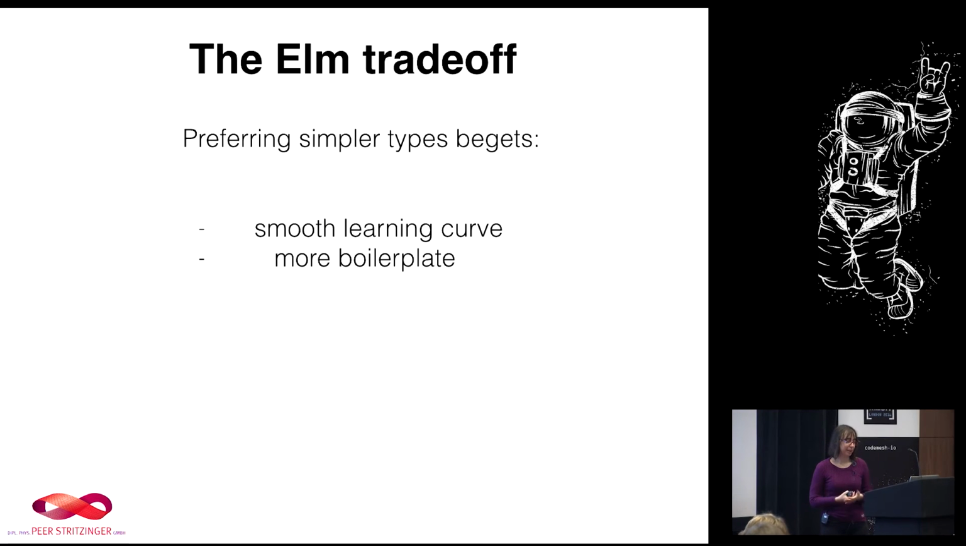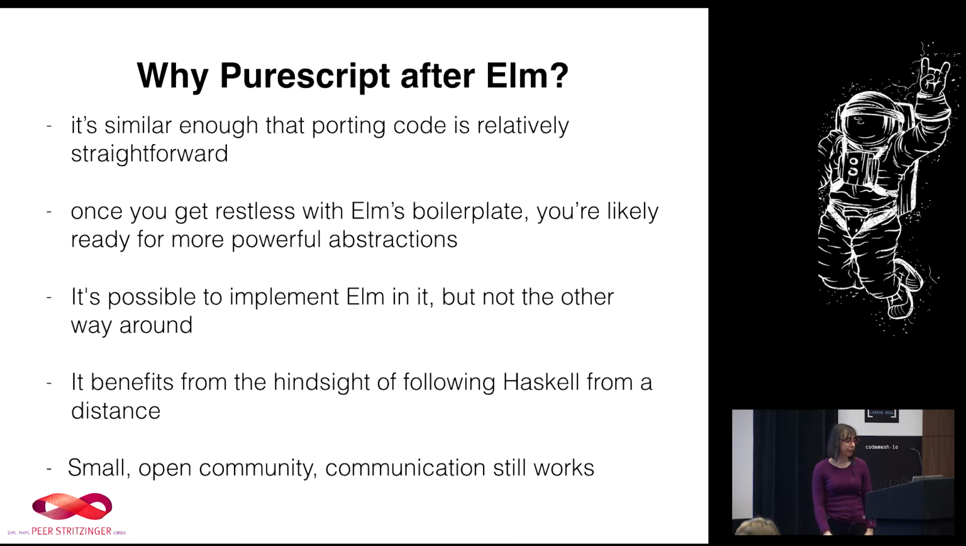So the simpler types get you a small, smooth learning curve, and more boilerplate. Because what the abstraction gives you is that you can abstract away the stuff that repeats. So if you don't do that, you end up repeating the stuff. So you get more boilerplate. And I think those of you who went to Jessica Kerr's talk saw another way to deal with that boilerplate stuff.